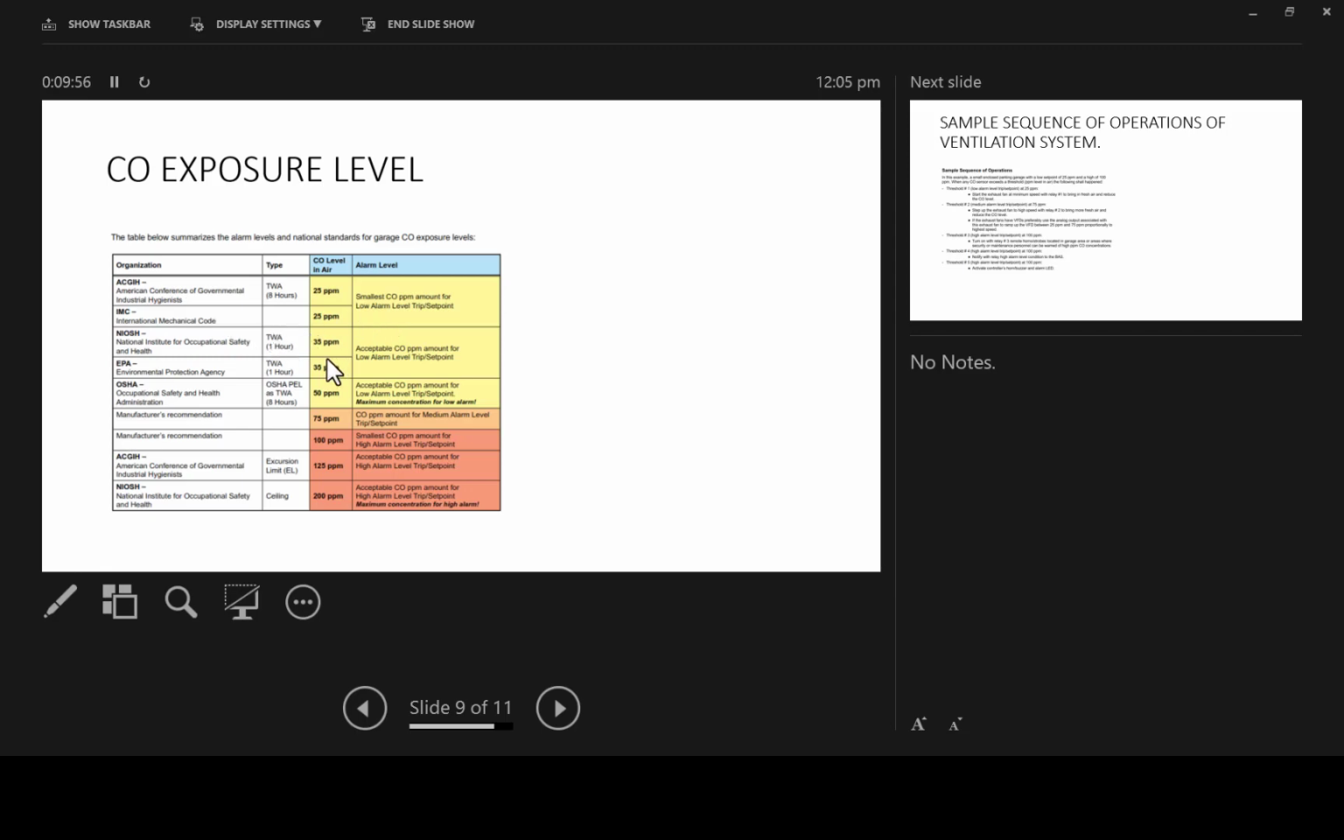These are different ppm levels by different authorities, different organizations, and different times. Like at 25 ppm, the exposure is eight hours.